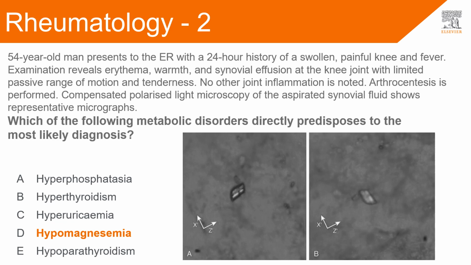What about hypomagnesemia? Well, spot on. If you chose hypomagnesemia, well done. That's the right answer. Hypomagnesemia, low magnesium level, has been recognized as a predisposing factor for pseudogout. Okay, because magnesium is a cofactor for ALP, the enzyme that hydrolyzes inorganic pyrophosphate. Now, in magnesium deficiency, ALP activity is reduced, so that leads to an excessive accumulation of inorganic pyrophosphate and thus the formation of CPPD crystals.